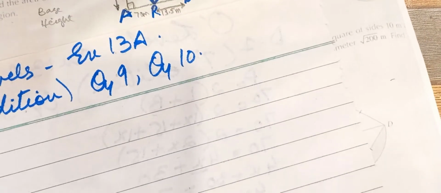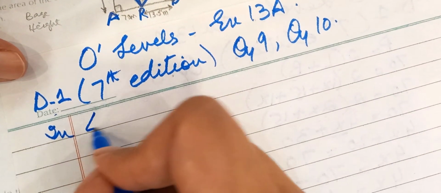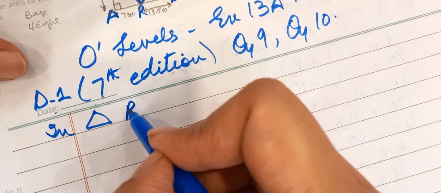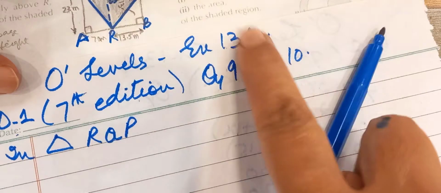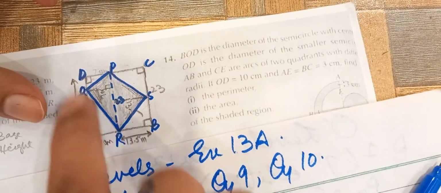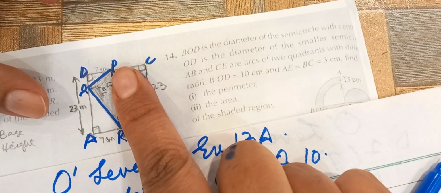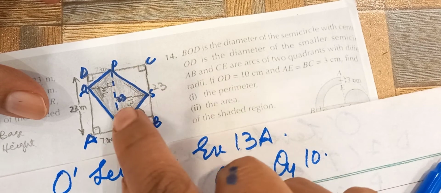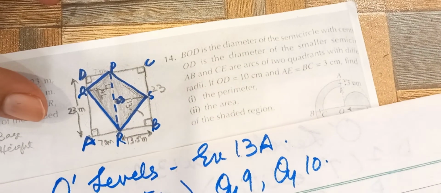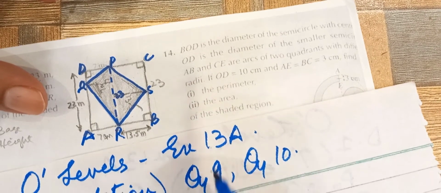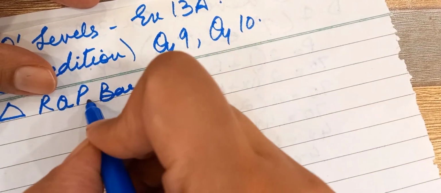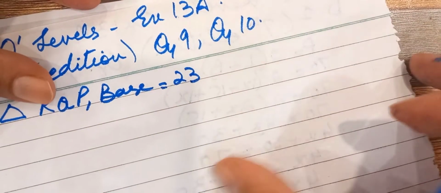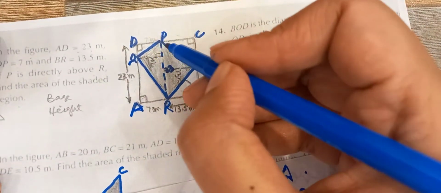I will say, in triangle RQP, I am taking this triangle. For this triangle RQP, base is equal to 23, because I am taking this line as base.